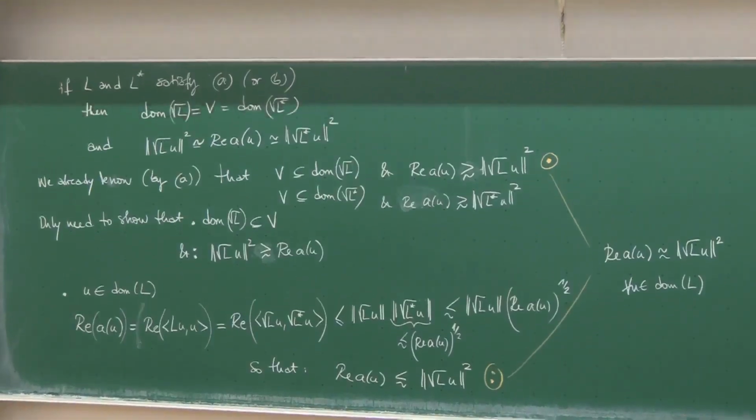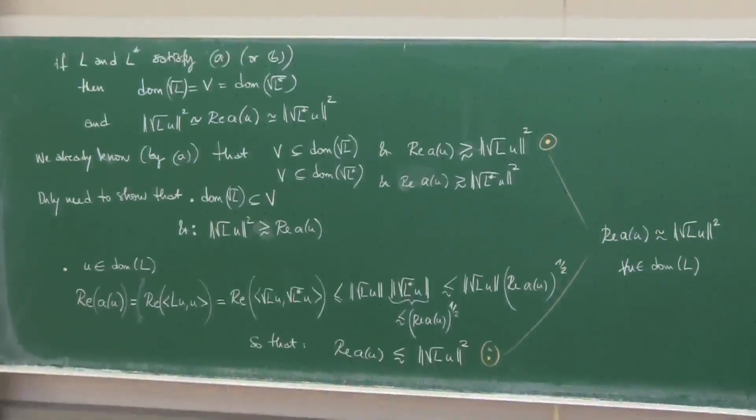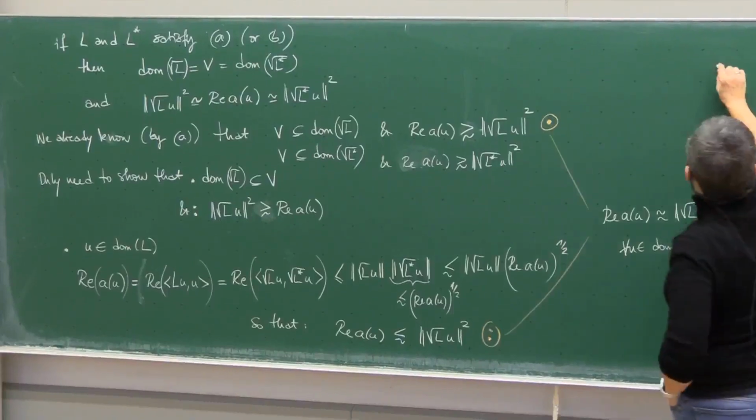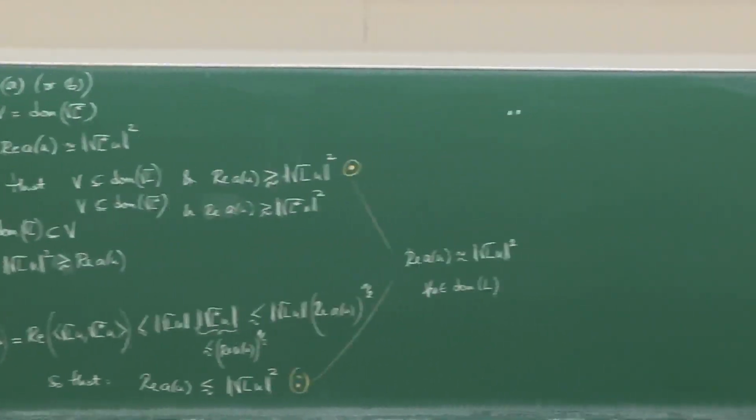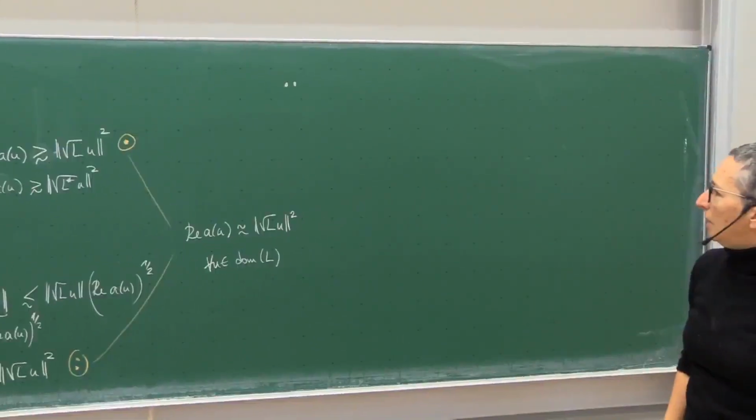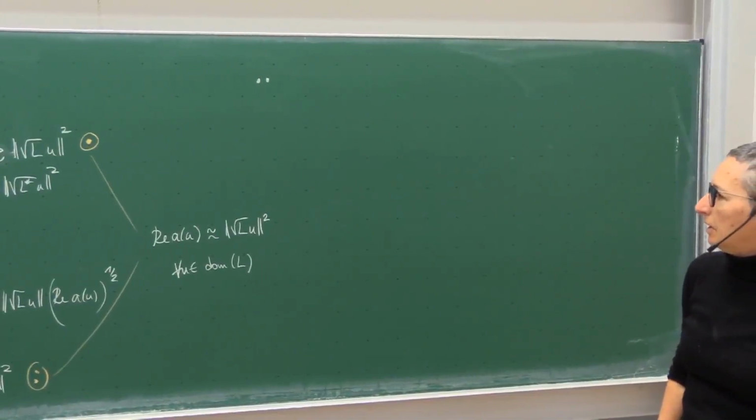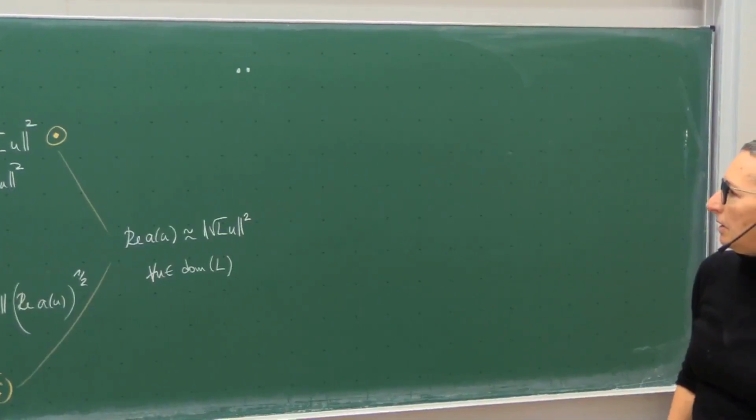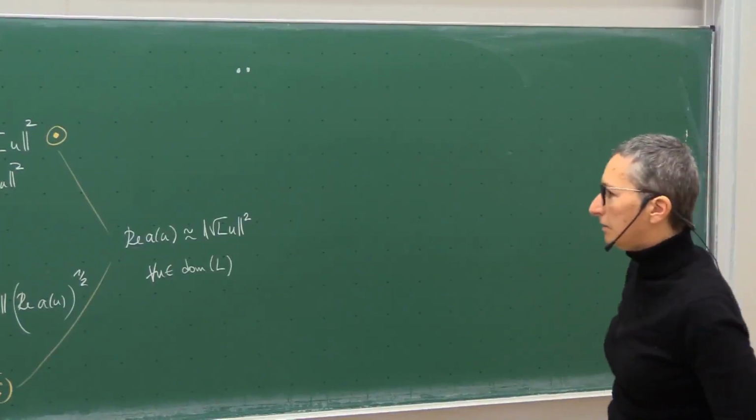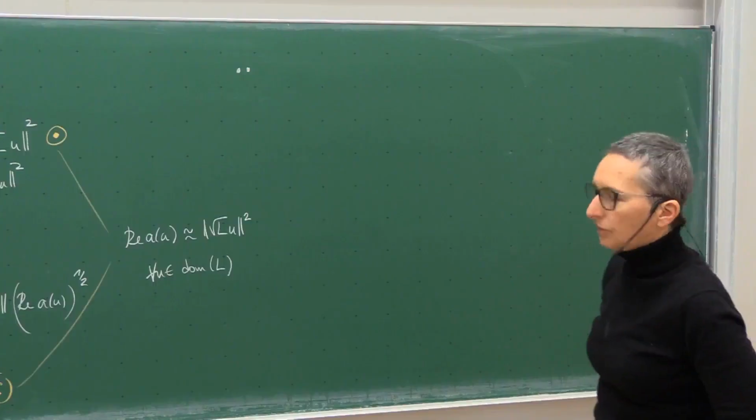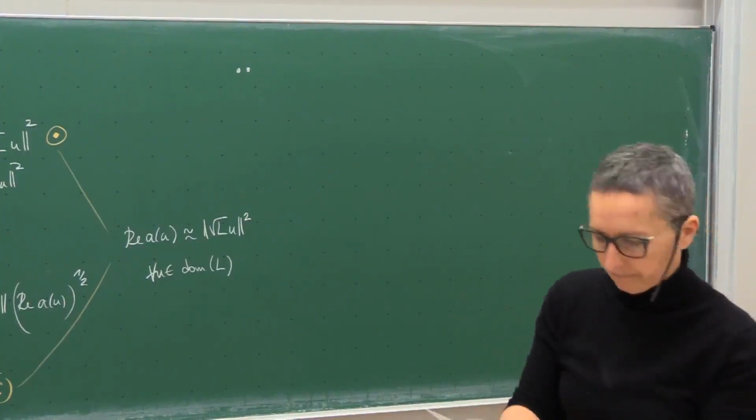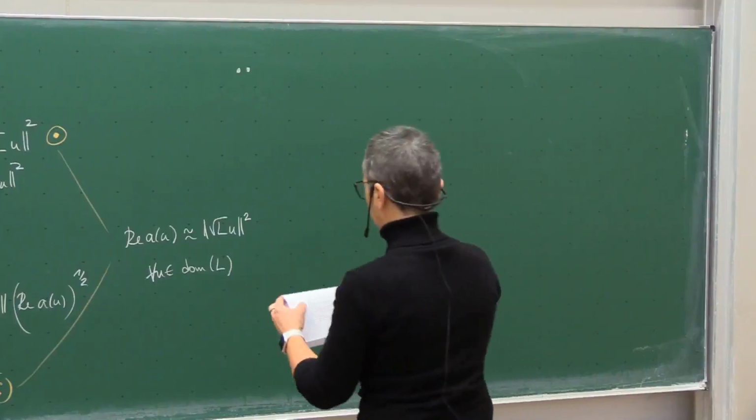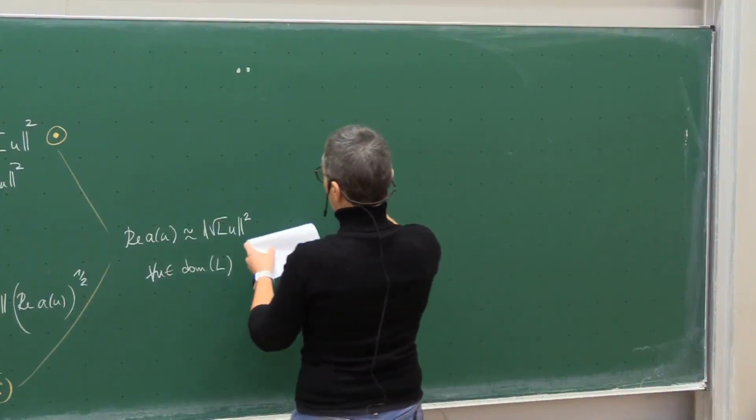And now how do we conclude? Well, as before, I can approximate a u in V, u in the domain of square root of L.